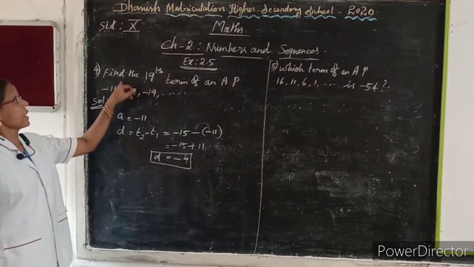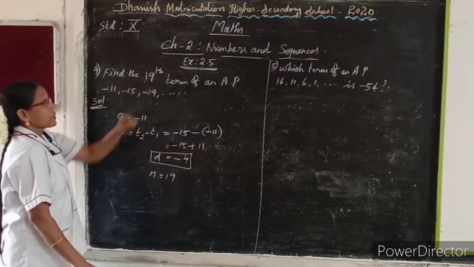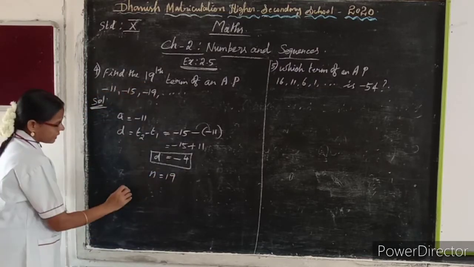What is our question? Find the 19th term. So n is 19. So use the nth term formula.